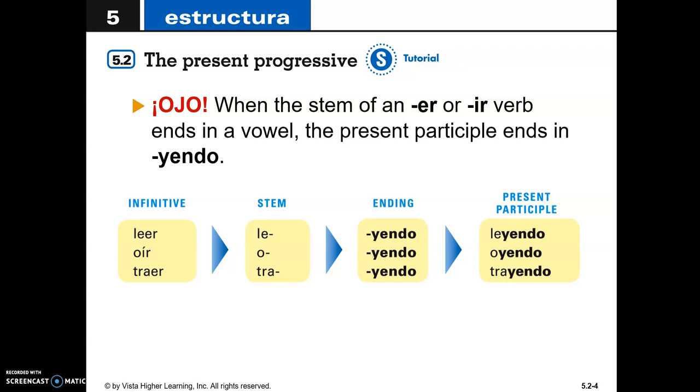Reason being, we cannot have three vowels back to back, nor can we have an I sandwiched in between two strong vowels. I's are weak vowels, and so we have to change it so that we're able to get all of the sounds of the word. Okay, oír is going to become oyendo, and then traer is going to become trayendo.